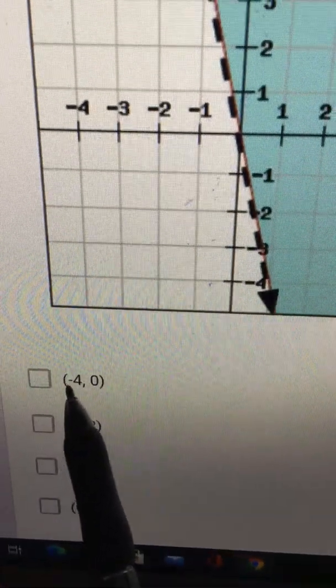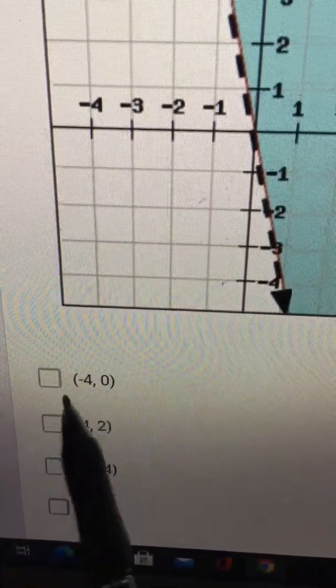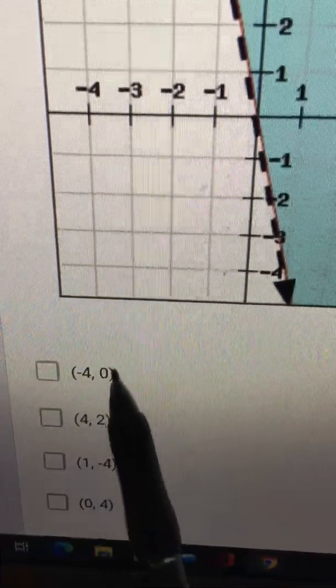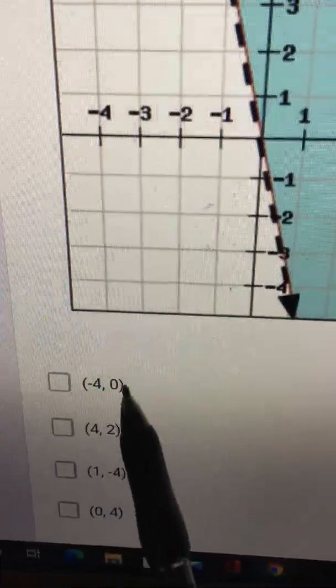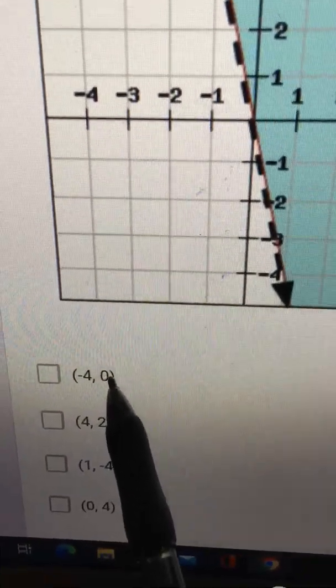So -4, 0. Remember when you do these ordered pairs, the x number is first, the y number is second. For the x number, it's left and right. So if it's a negative number, you go left. If it's a positive number, you go right. The y number is up and down. If it's a positive number, you go up. Negative number, you go down. 0, you don't go anywhere. You stay where you are.